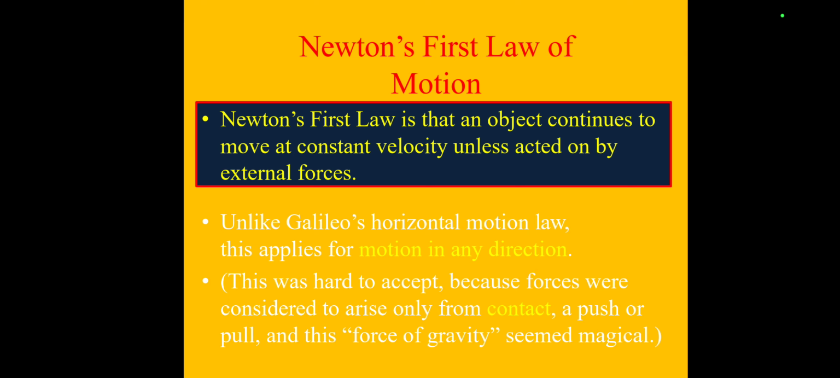Today we are going to discuss Newton's laws of motion. So here is Newton's first law of motion, and its statement is that an object continues to move at constant velocity unless acted on by an external force. Or we can say that without any external force acting, a body does not move from its state of rest or continuous state of motion.